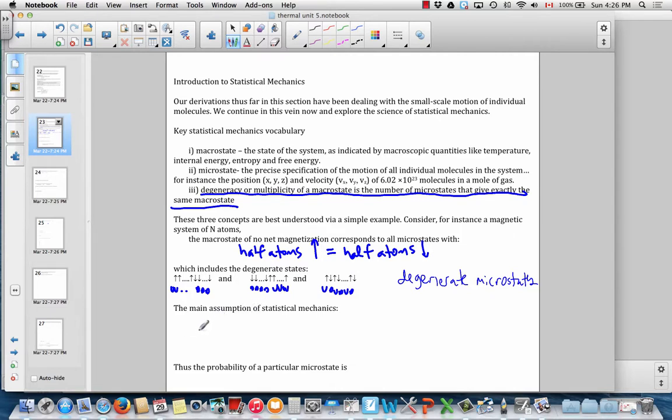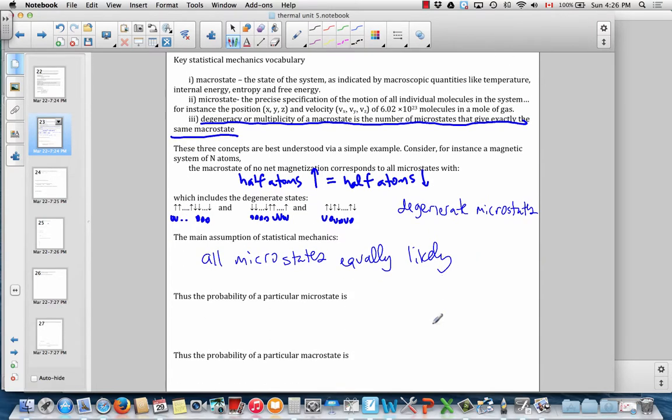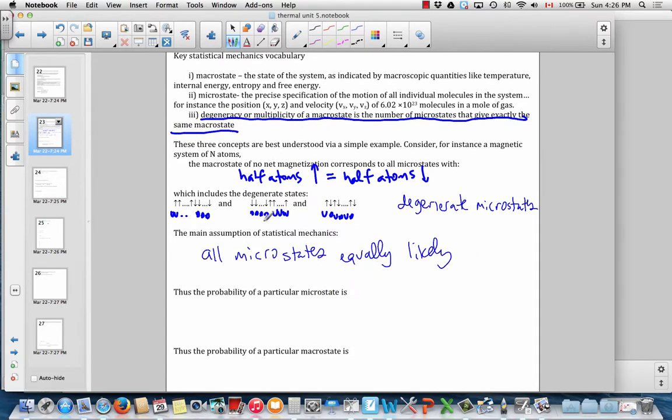Now the main assumption of statistical mechanics is that all microstates are equally likely. As a result, for our system, if there's n atoms, each atom has two possibilities, up or down, so there's 2 to the n total outcomes. Then for a given microstate, the probability is 1 over 2 to the n.